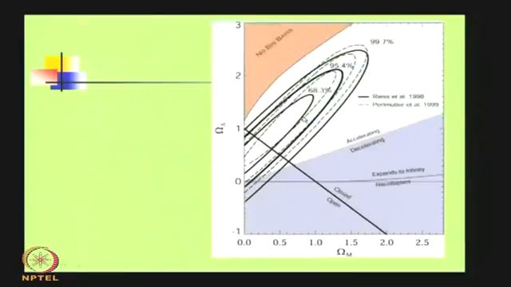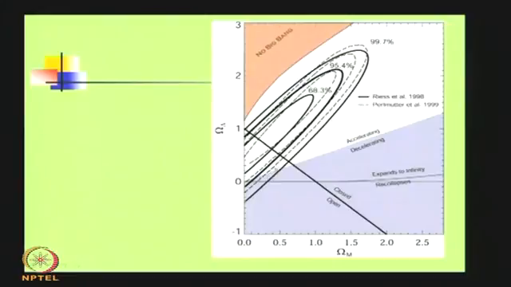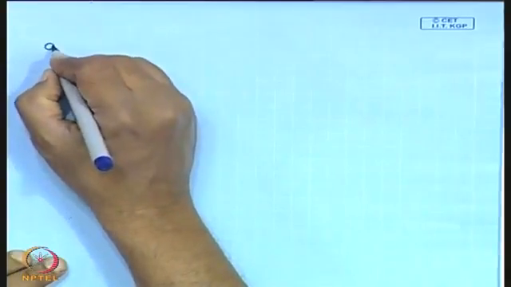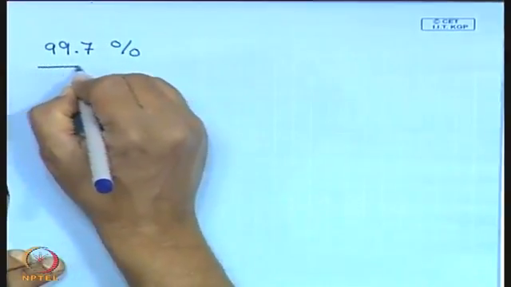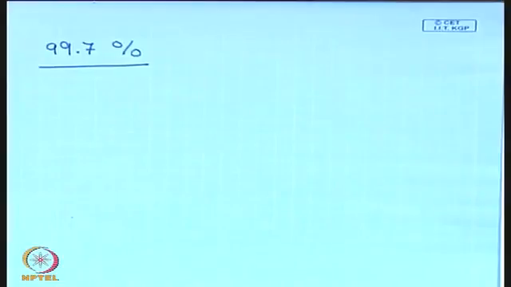Okay. So these are confidence intervals. What these confidence intervals tell us is that the outermost curve over here says that with 99.7% confidence I can say that the values of omega matter and omega lambda in my universe lie within this range.